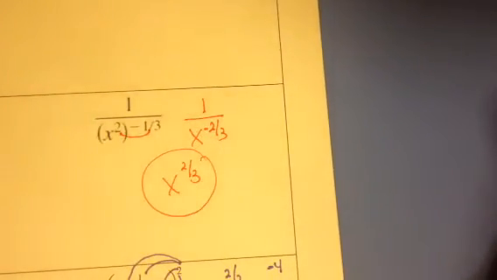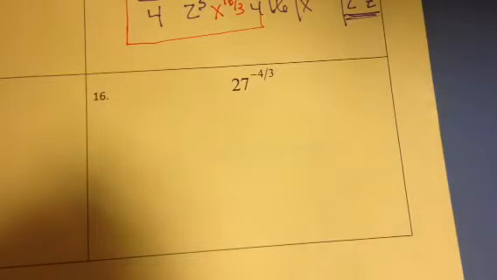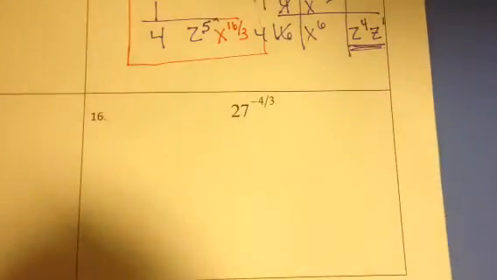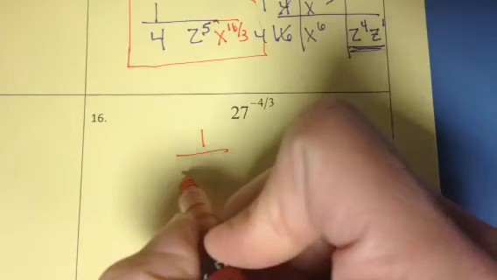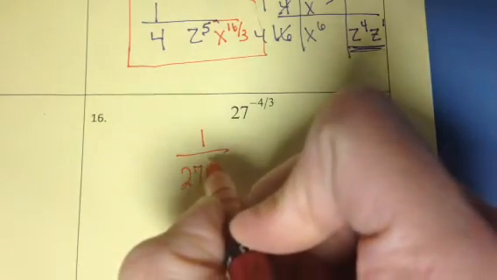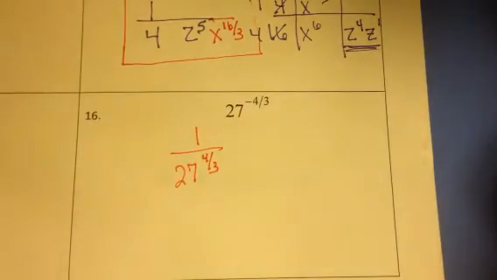So the next type of problem I want to take a look at, for instance, is 16. So again, you're not going to have a calculator with this section, so you need to be able to tell me what 27 to the negative 4 thirds is without using your calculator. So first I'm going to use the exponent rule that says that moves down. Okay, that's one way to do the problem.